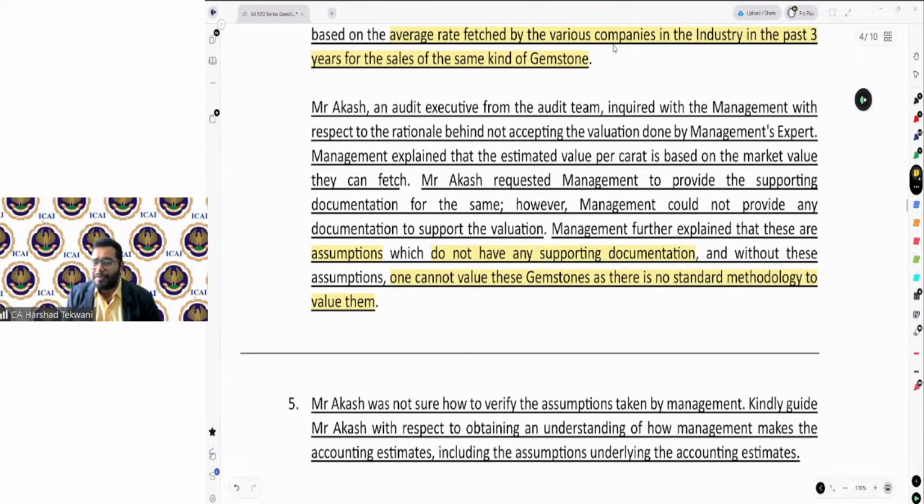Here in the current case, management has not adopted the valuation done by the management's expert. Rather, the management has referred to the valuation done by themselves. Management has not taken the valuation adopted by the expert.